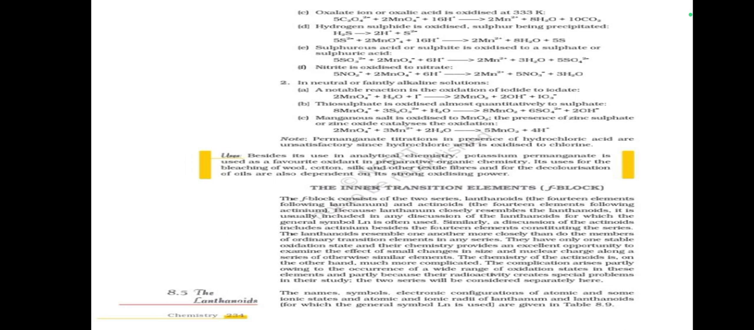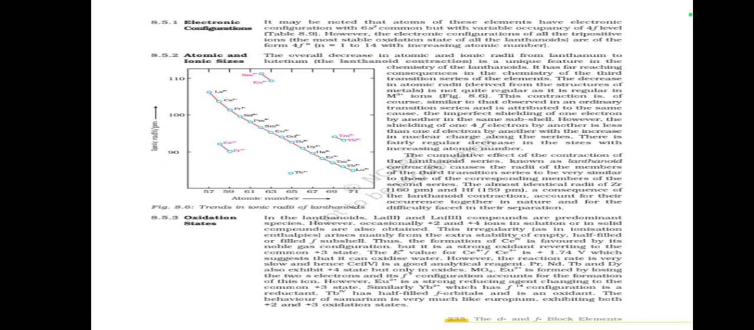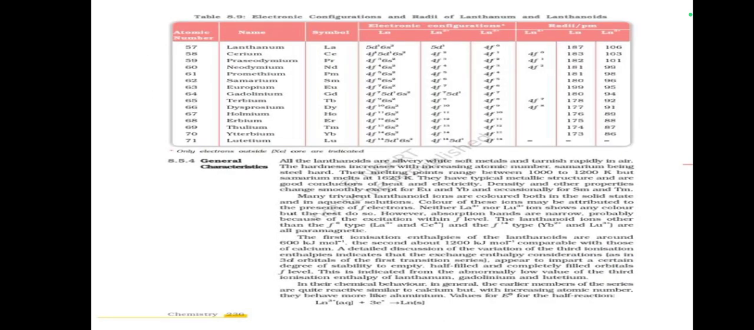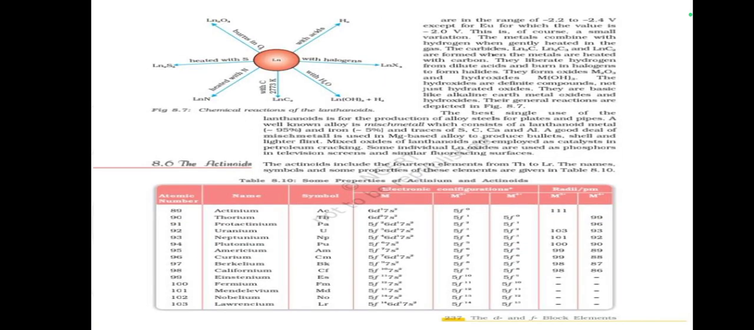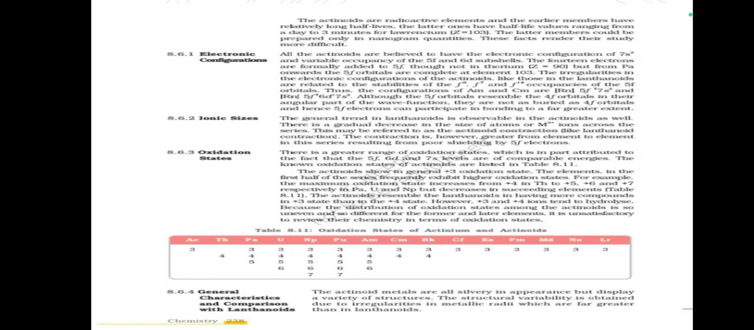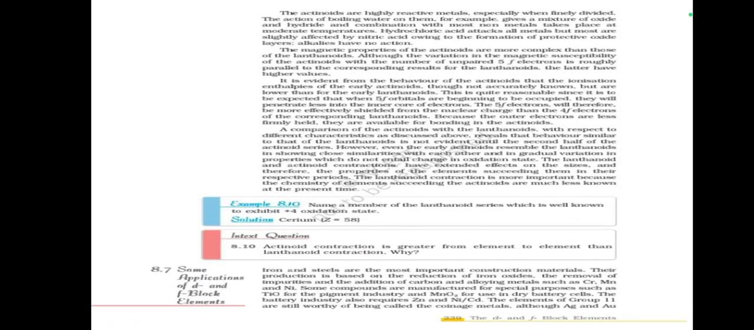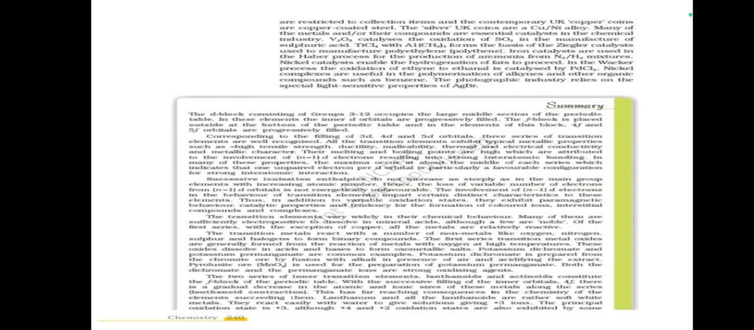The inner transition elements, the f-block. Electronic configuration, atomic and ionic size. Figure 8.6: trends in ionic radii of lanthanoids. Oxidation states. Figure 8.9: electronic configuration and ionic radii of lanthanum and lanthanoids. The general characteristics. The actinoids. Figure 8.10: some properties of actinium and actinoids. Electronic configuration, ionic size, oxidation states. Some applications of d and f block elements. Summary: d and f block summary.